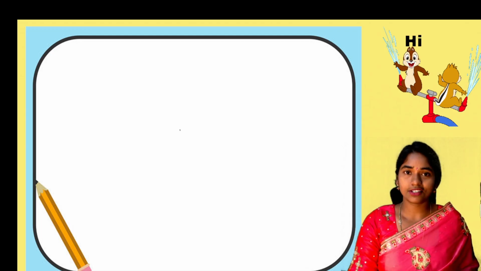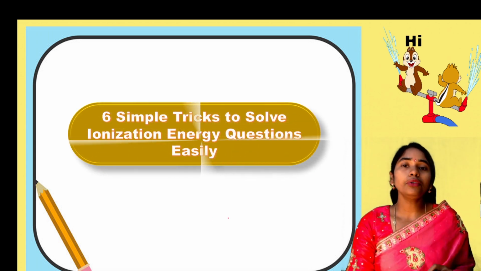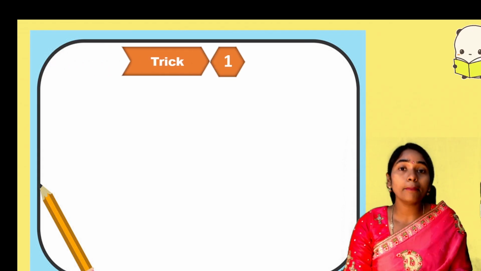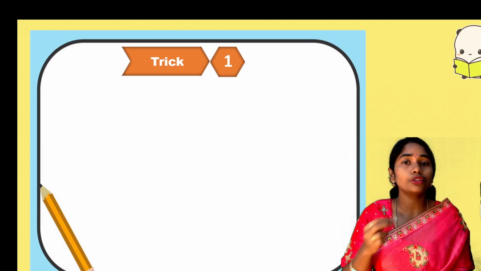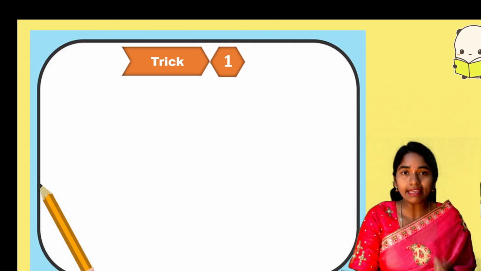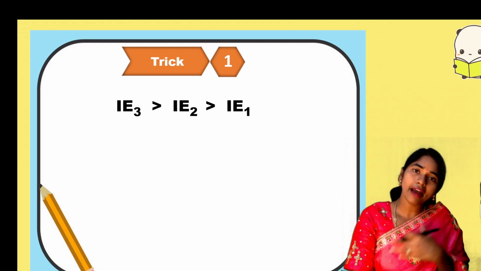Let's start the session. Coming to ionization energy, I want to tell you first what it is. It is the amount of energy required to remove an electron. To remove one electron, how much energy do we need to give? So these are endothermic reactions. We have to give the energy to take the electron.